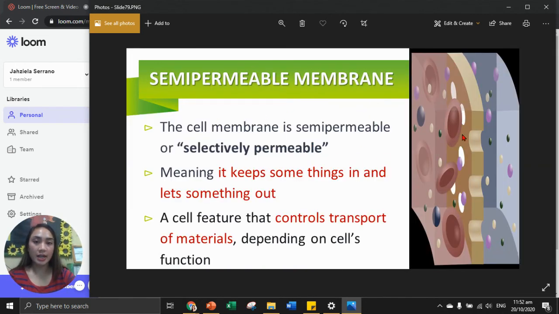When we talk about cell transport, we should be thinking of this term, which is semi-permeable. So, ang ating cell membrane, it is semi-permeable. When we say semi-permeable, it means it is selectively permeable. So, pag selective ka, ibig sabihin, di ba, parang choosy ang isang cell membrane. Meaning, it keeps some things in and lets some things out. So, hindi lahat ng gustong mag-enter through the cell membrane can go through. Minsan naman, yung mga gustong lumabas na substances outside of the cell, hindi rin naman pwede. No? So, it controls this feature, having selective permeable. It controls transport of materials depending sa cell's function.